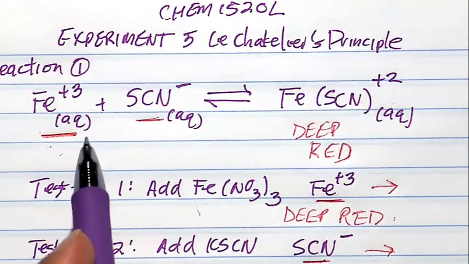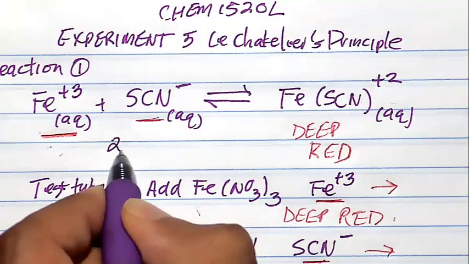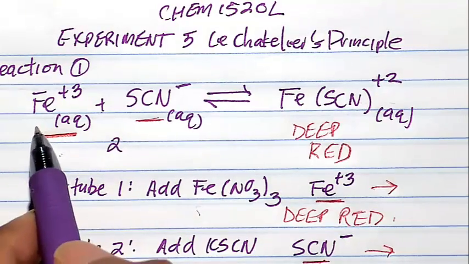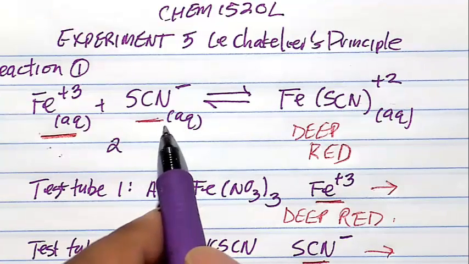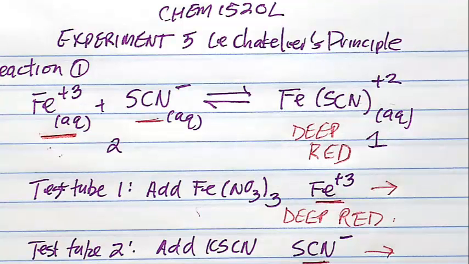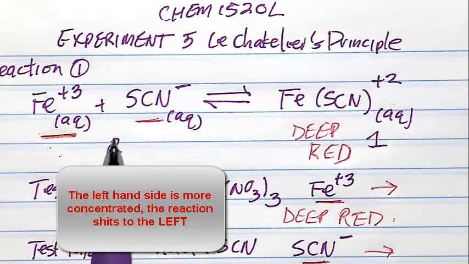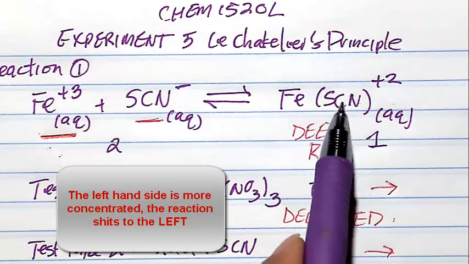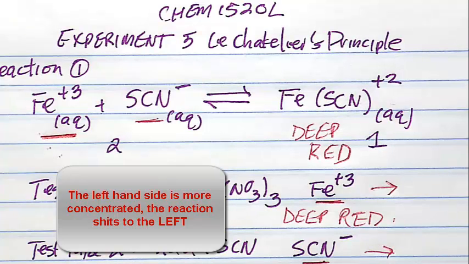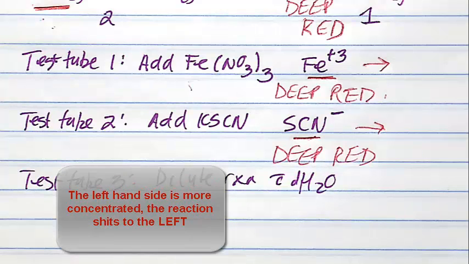So what is more concentrated here, the reactant side or the product side? Well, in the reactant side, I have 2 moles of reactant, 1 mole of iron 3+ reacting with 1 mole of thiocyanate. And on the product side, I have just 1 mole of product. So which is more concentrated? The side of my reaction that has 2 moles or the side that has 1 mole? The answer is the left-hand side, the side of the reaction that has 2 moles of substances. So the reaction shifts left.